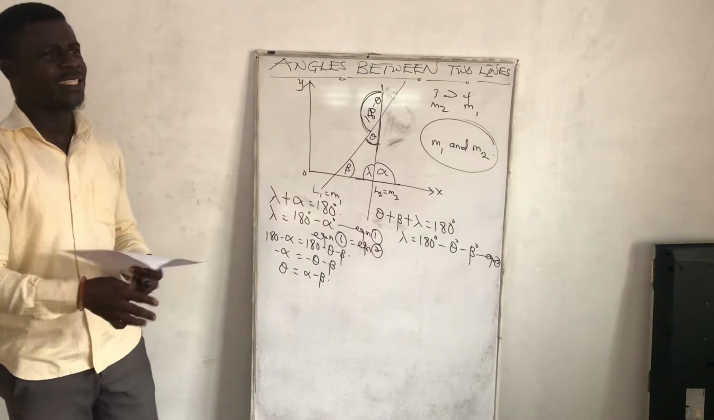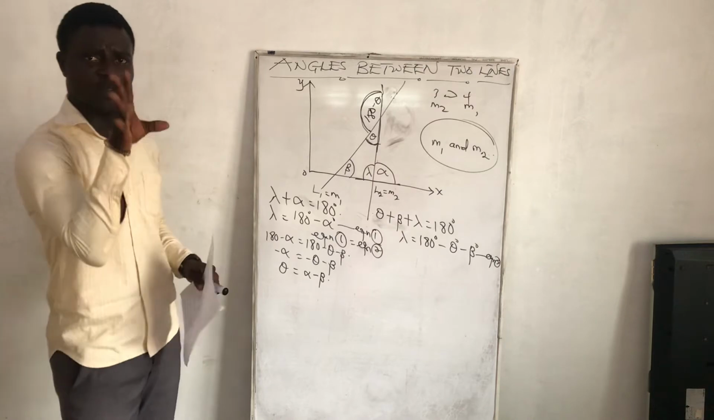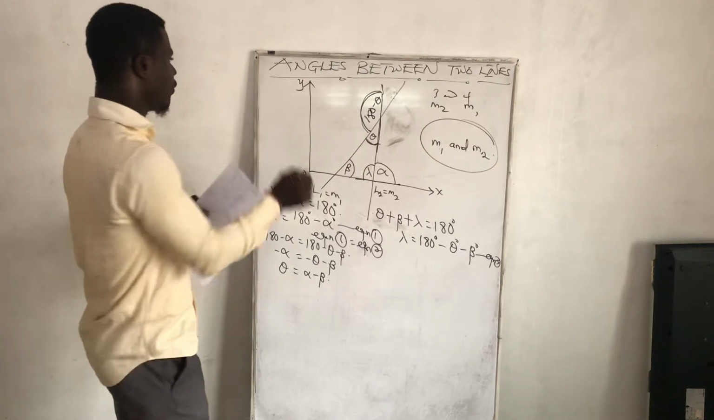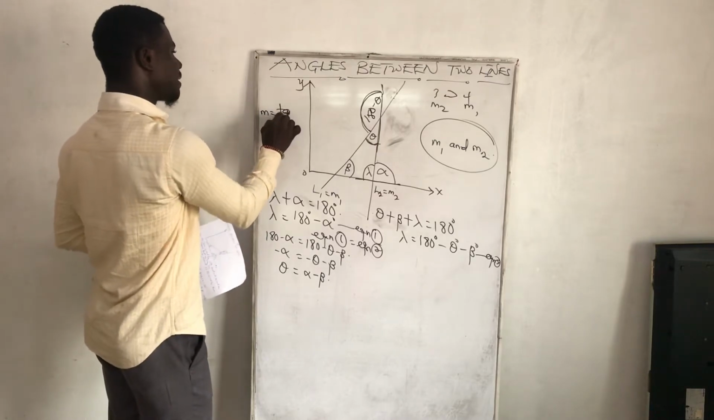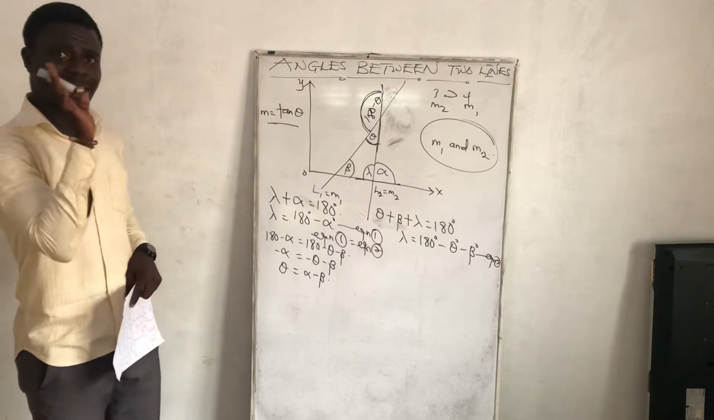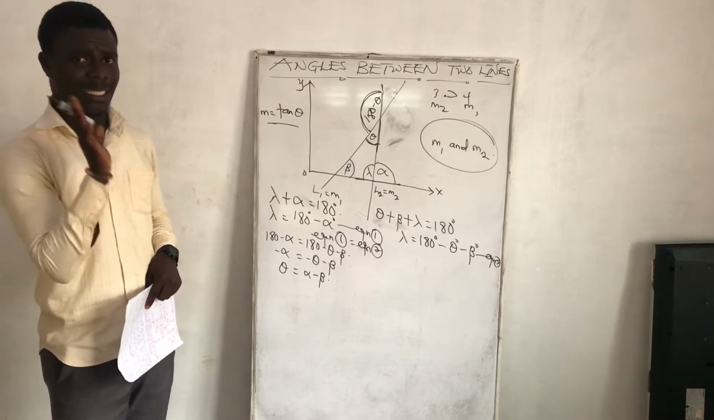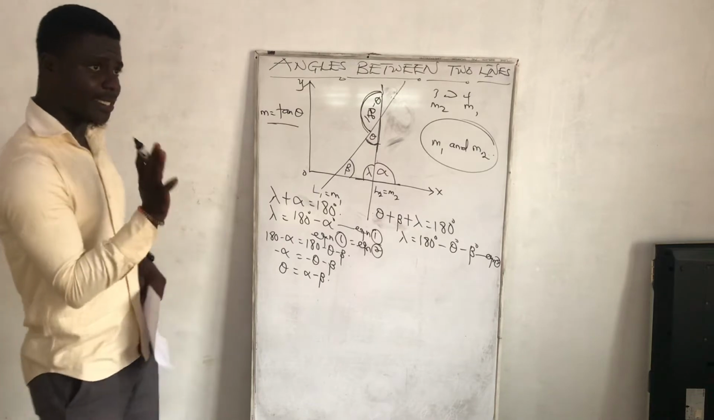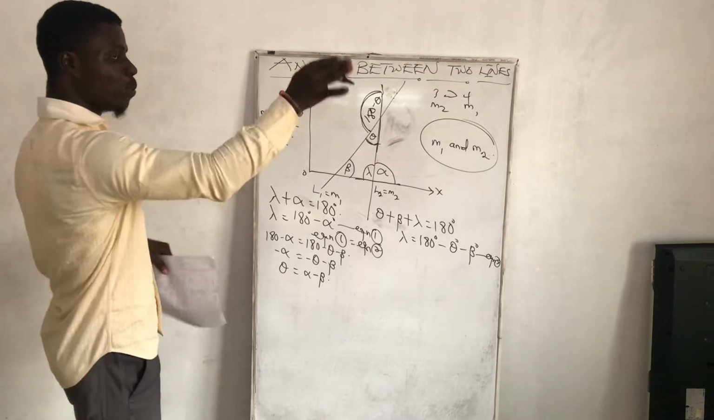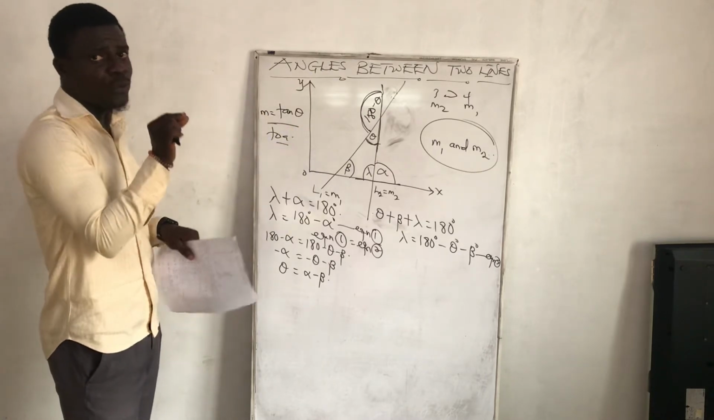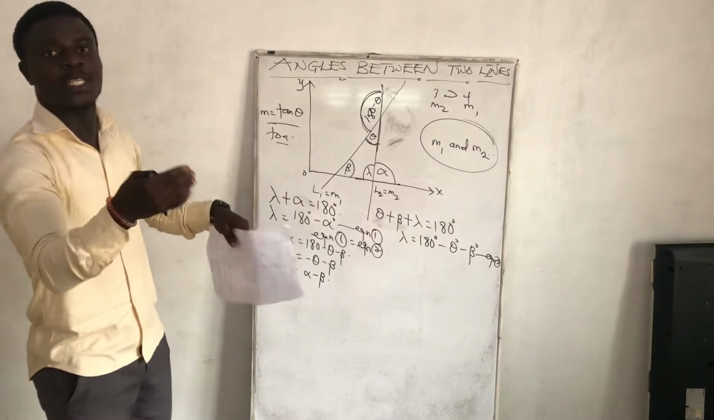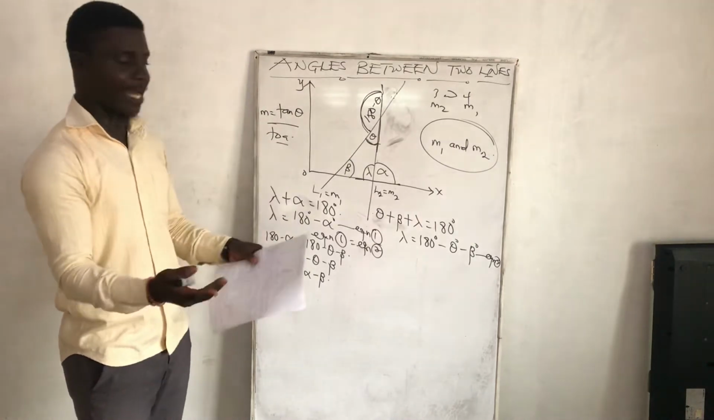When you check our videos we've done so far, when we talk of gradient, we know that gradient, which is m, is equal to tan theta. Don't forget, gradient, which is m, is equal to tan theta, because that's opposite on adjacent. The time we were proving the gradient, we saw that m is the same thing as tan theta. So don't forget.